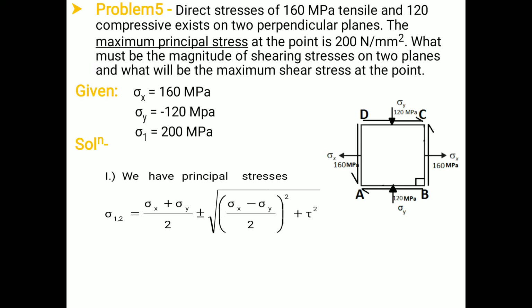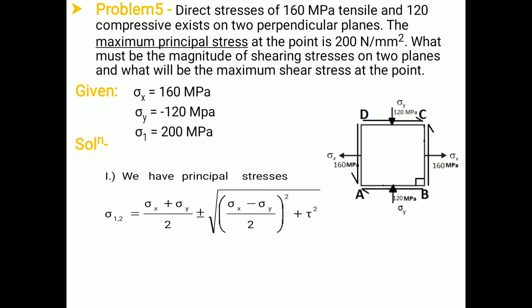Now we will move to the next numerical. The problem statement is as follows. The direct stresses of 160 MPa, which is tensile in nature, and 120 MPa compressive exist on two perpendicular planes. The maximum principal stress at the point is 200 Newton per mm square. What must be the magnitude of shear stress on the two planes, and what will be the maximum shear stress at the point? From the given data, we have the direct stresses 160 MPa, which is tensile, and 120 MPa, which is compressive, acting on the two perpendicular planes. We also have the maximum principal stress.